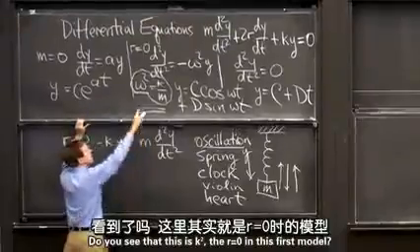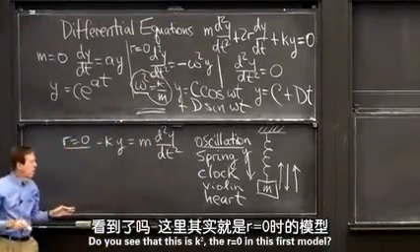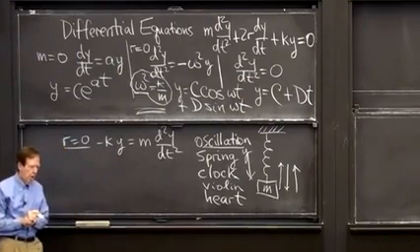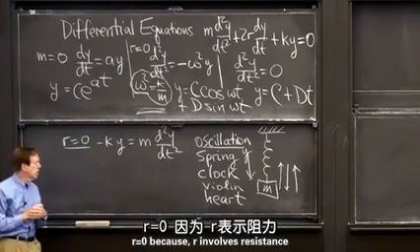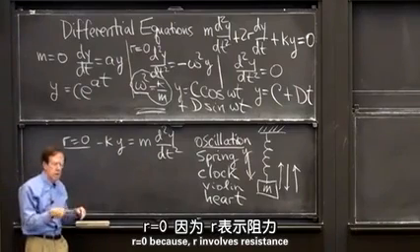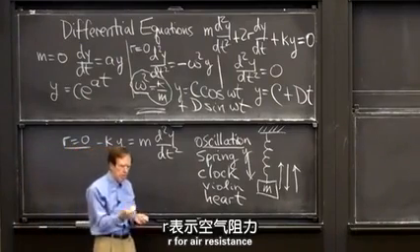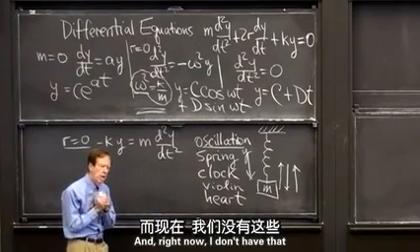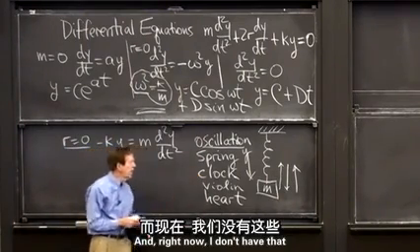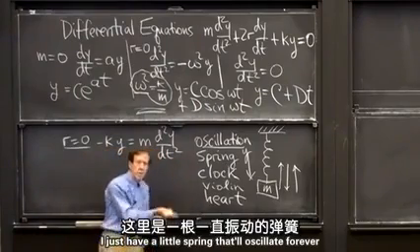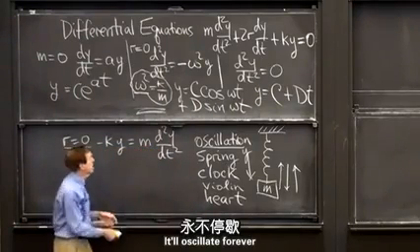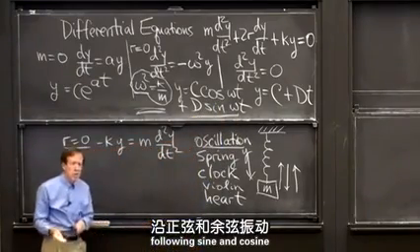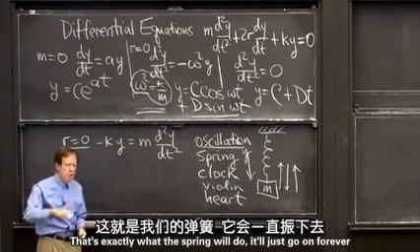Do you see that this is the case where r is 0 in this first model? R is 0 because r involves resistance. R for resistance, air resistance, damping. And right now I don't have that. I just have a little spring that'll oscillate forever. It'll oscillate forever following sine and cosine. That's exactly what the spring will do.